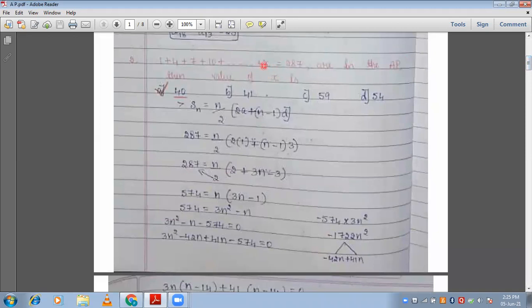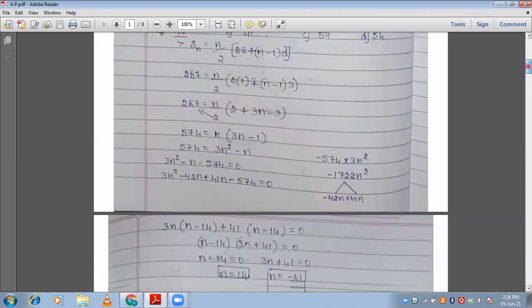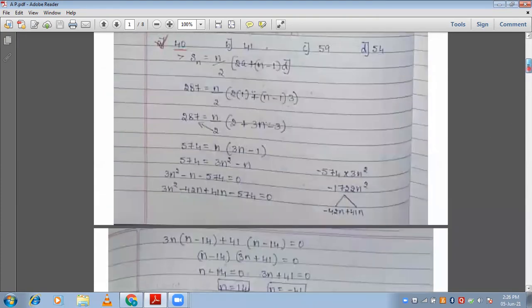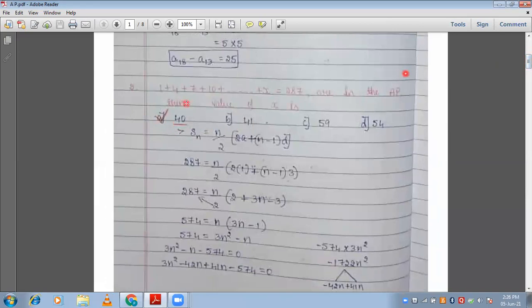X means the last term, the an term. We know the formula an is equal to a plus n minus 1 into d. An is x, which is equal to the value of a is 1 plus n, just now we got 14. Substitute 14 minus 1 into d value 3. X is equal to 1 plus 13 into 3. 13 threes are 39. 39 plus 1 is equal to 40. Then what is the value of x? X is equal to 40. Which option is right? Option A is correct.